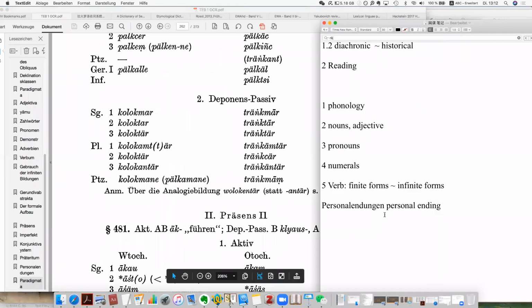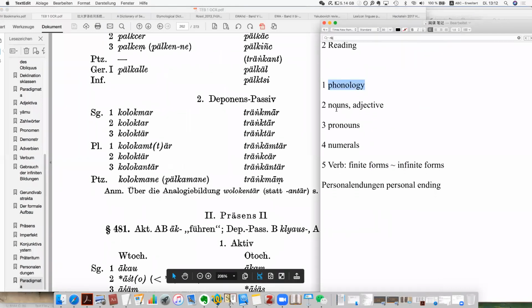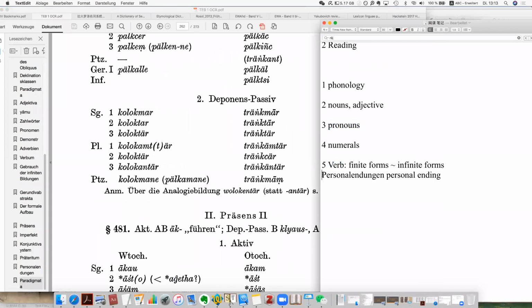So after you have this structure in mind: first phonology, then nouns, adjectives, and pronouns, numerals, verb, and inside the verb, it talks about personal endings, like this. And also inside the verb, you have present, subjunctive, of course, optative, and so on. There are a lot of other forms here. Okay, so I think we probably know some basic information about the phonology of Tocharian.